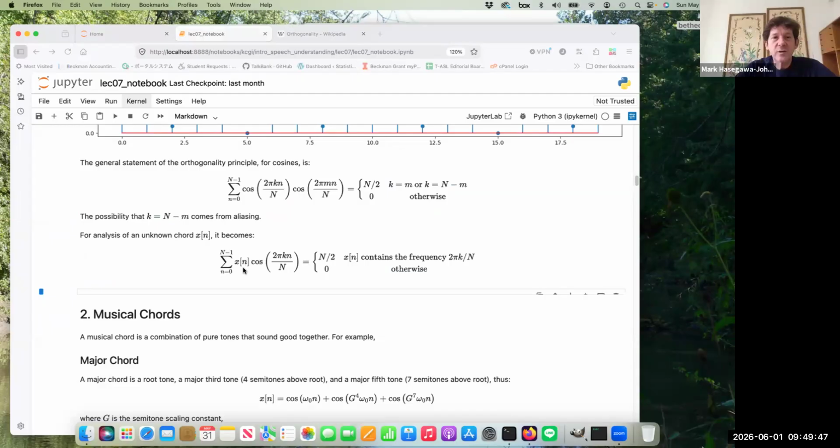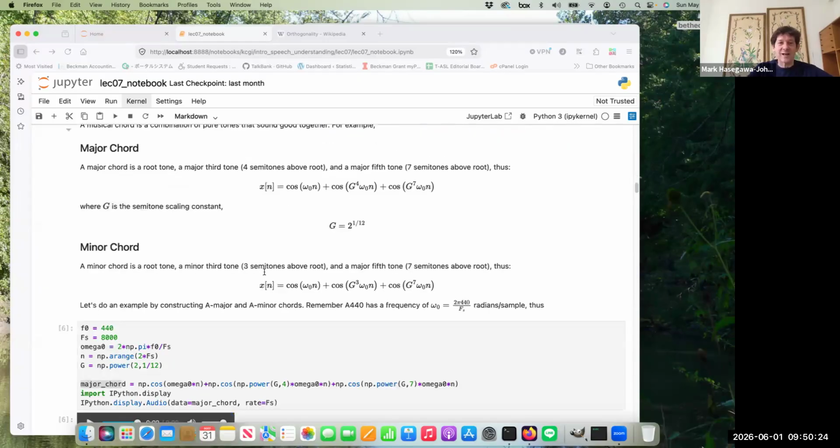If we have an unknown chord x of n, and we're trying to understand what sound we're listening to, what notes does it have? Is it a minor chord or is it a major chord? Well, we can multiply it by a cosine at some frequency 2 pi k over capital N, and because of orthogonality, the result will equal 0 if x of n doesn't have any sound at that frequency. It will be non-zero only if x of n has some sound at that particular frequency. This is how we're going to analyze whether it is a major chord or a minor chord, and we're going to do that kind of recognition.